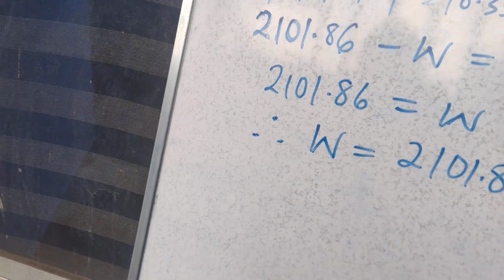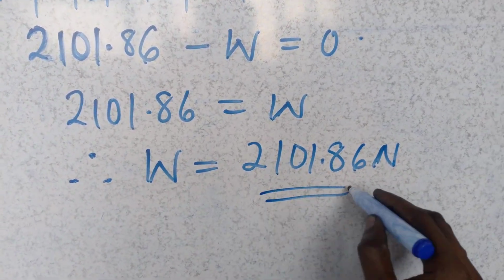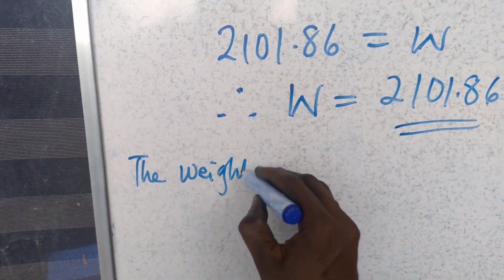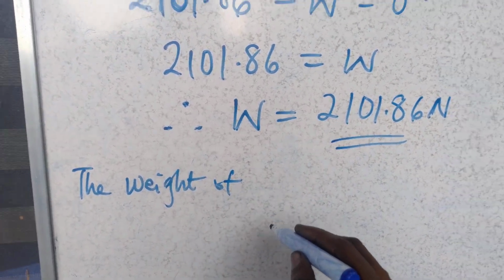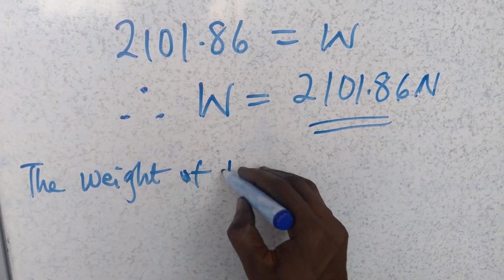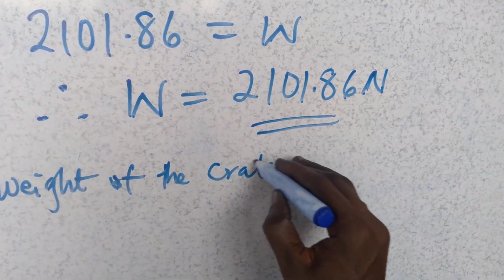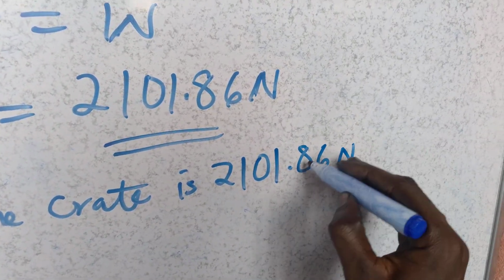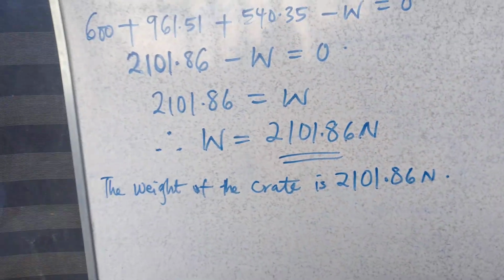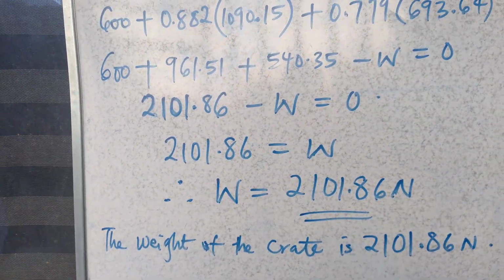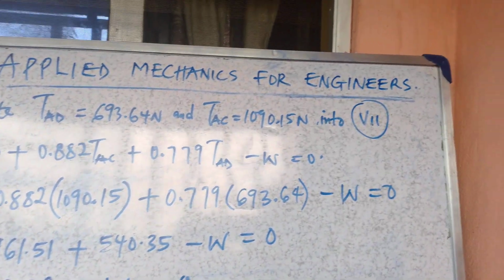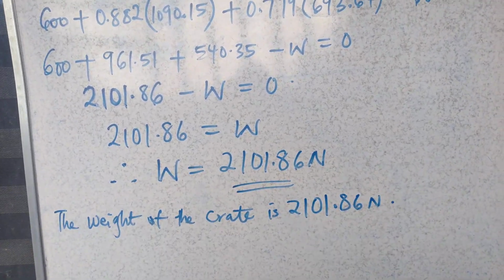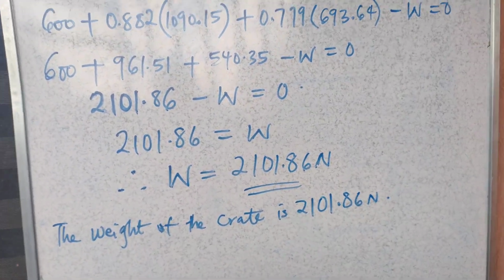The weight of the crate is 2101.86 Newton. All right, so we have solved that question. Just observe everything that we did, and ensure you have a book and a pen, copying, taking notes.